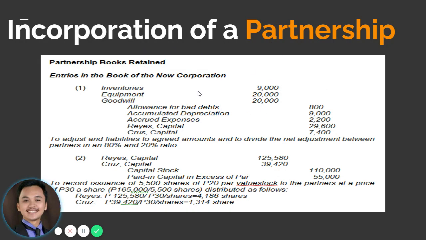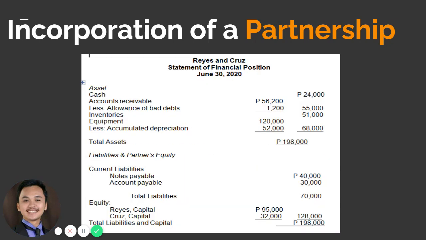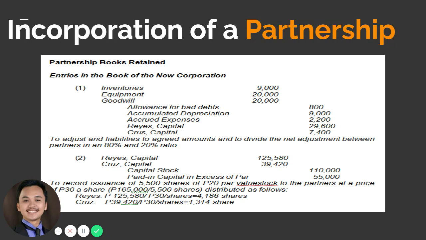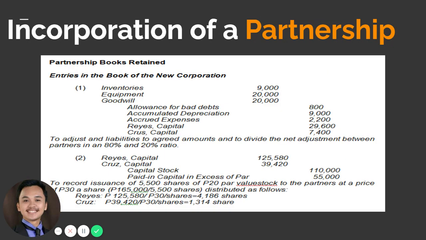The entries here are from the financial statement of the Reyes and Cruz partnership, considering the adjustments made. So we have debit to inventories, equipment, goodwill, and then credit to allowance for bad debts, accumulated depreciation, accrued expenses, Reyes capital, and then Cruz capital.